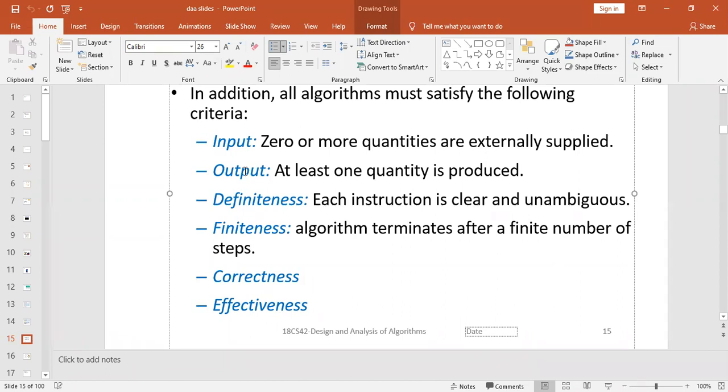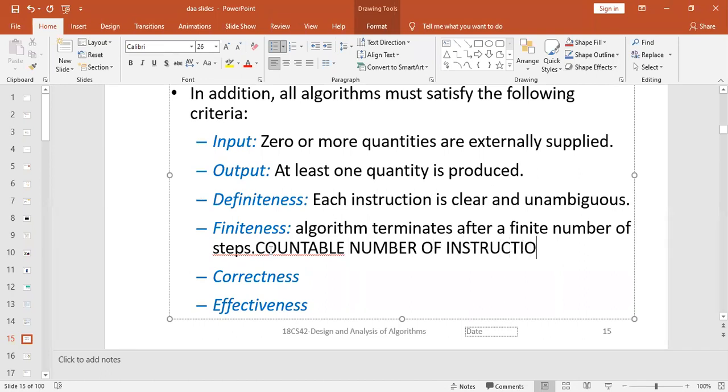So some input or some program you are going to give it as input and finally you will get it as output. So character criteria for input is it should be definite and it should be finite. So definite means each instruction is clear and finite means it should have a finite number of steps. That means it should have countable number of steps. So I will be telling it again. So finite means countable number of instructions. So that is finite.